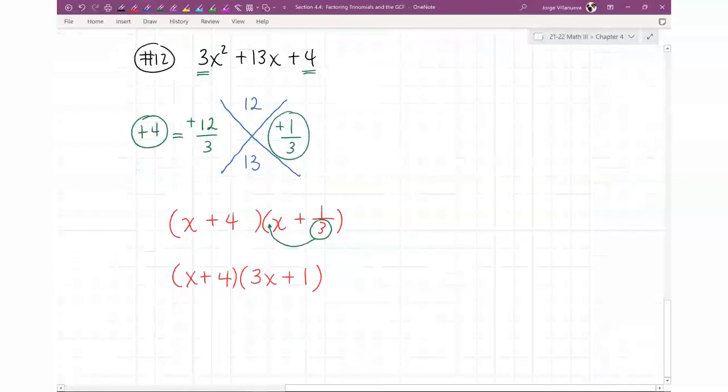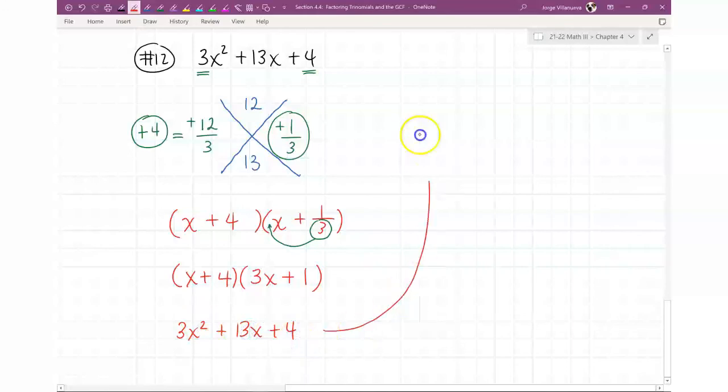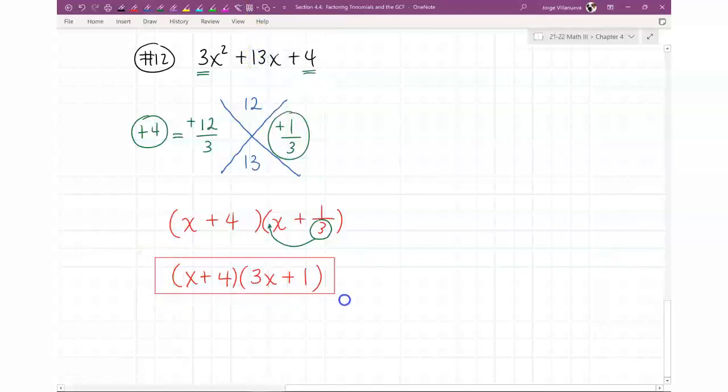Now, you don't have to write this next part, but let me just show you. If I were to distribute everything back, I would get 3x squared plus 13x plus 4. Is that the same thing as that? Yeah, right? It's identical. So that means I did it right. Okay? So you can always check your work if you want to. Just distribute, make sure that you got the right answer. So remember, you only have to divide if your A term is not a 1.